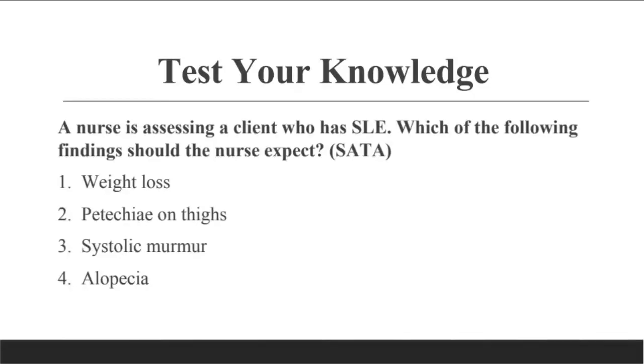A nurse is assessing a client who has lupus. Which of the following findings should the nurse expect? Select all that apply. I don't think that's necessary. You don't need to select all that apply. Yeah, they're going to have alopecia. That's why we're going to use that mild soap. Okay, they could have alopecia.